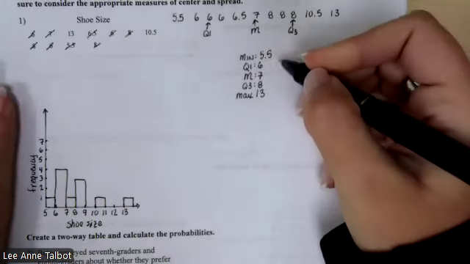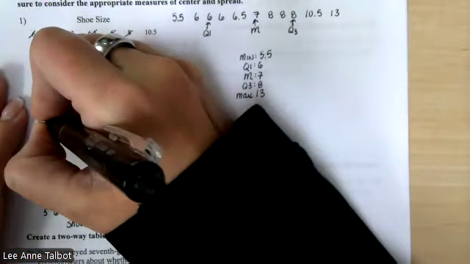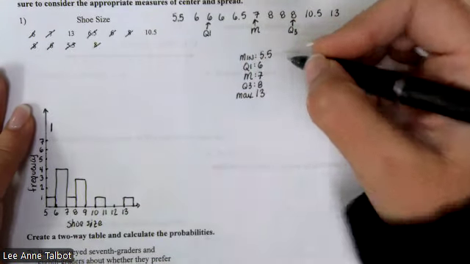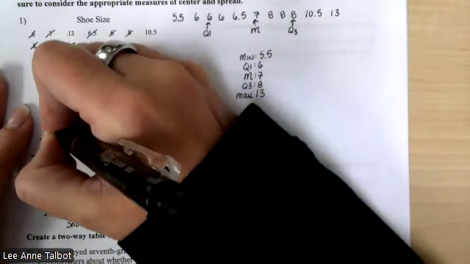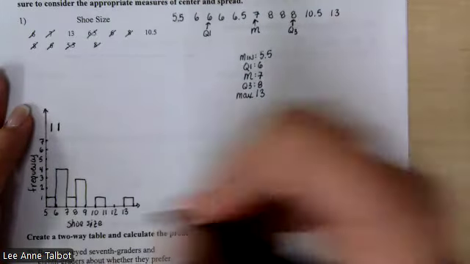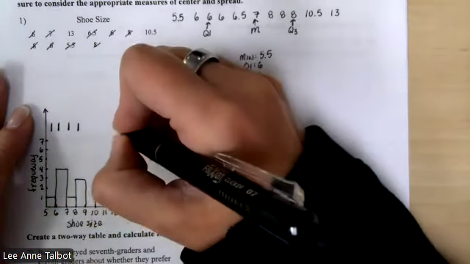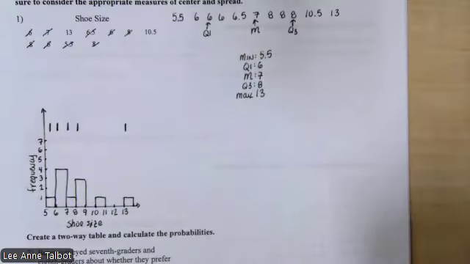Okay, and I'm going to make my box plot above it. 5.5 is about there. 6 is about there. These numbers come out so nice. This is satisfying. 7, 8, 13.